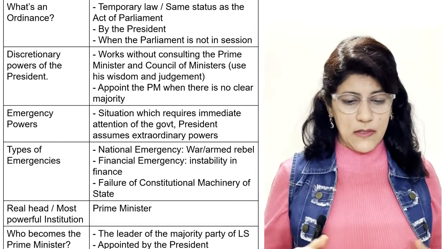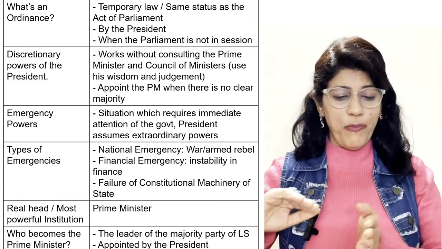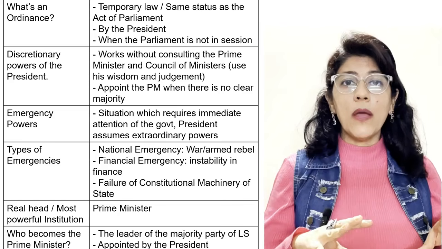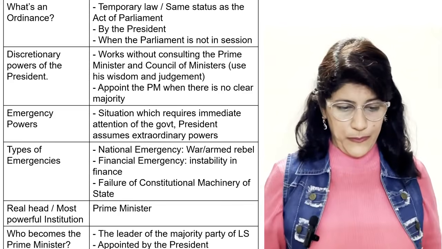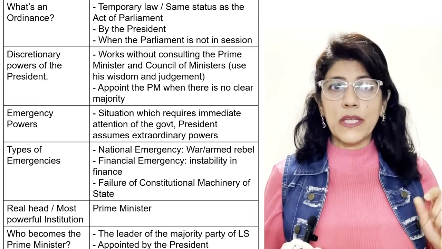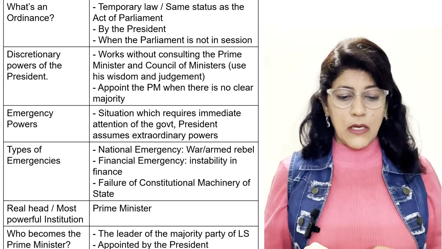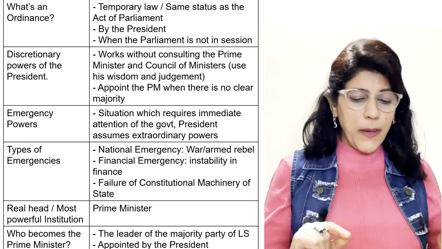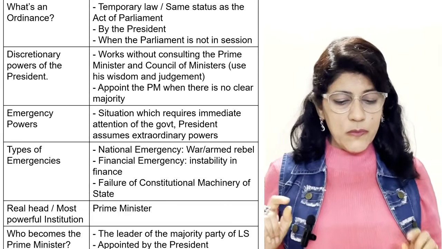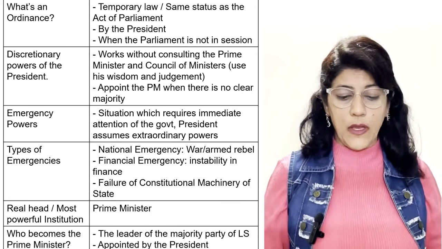What's an ordinance? A temporary law having the same status as an Act of Parliament, passed by the President when the Parliament is not in session. Discretionary powers of the President: this time there is a high chance that questions on the President's discretionary powers can be asked in exams. Works without consulting the Prime Minister and Council of Ministers, uses his wisdom and judgment, appoints the Prime Minister when there is no clear majority.